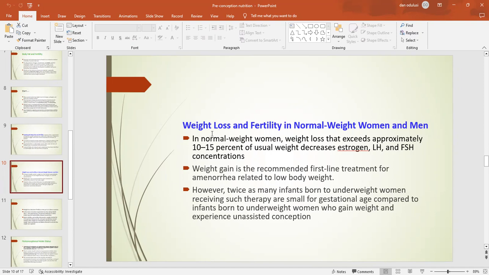Weight loss and fertility in normal weight women and men. Here we're referring to a woman or man who has been of normal body weight and then starts to lose weight or grow thinner or to shed weight, either when they have decided to engage in exercise activities or are put under rigorous training sessions, or in cases of eating disorders where they are voluntarily having decreased intake of food.